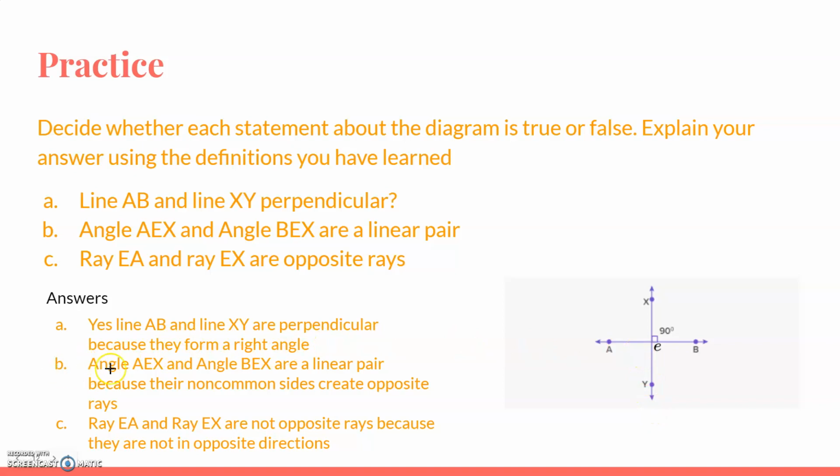So B, angle AEX and angle BEX are a linear pair. Angle AEX and BEX are a linear pair because their non-common sides, AE and BE, create opposite rays. As you can see, EB is going this way and EA is going this way. So lastly, ray EA and ray EX are opposite rays. Ray EA and ray EX are not opposite rays, because ray EA is going to the left and ray EX is going straight up.